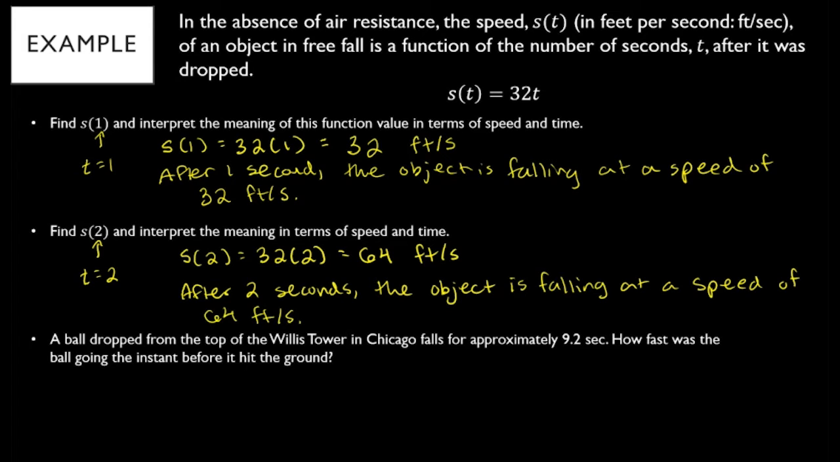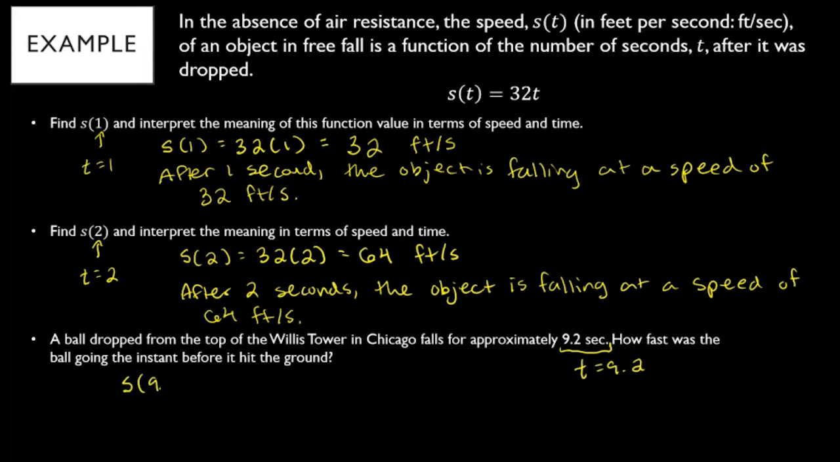Now, acceleration of this falling object is constant due to gravity, but it does speed up. Now, the third part: a ball dropped from the top of the Willis Tower in Chicago falls for approximately 9.2 seconds. So they're giving us time. So t is equal to 9.2. How fast was the ball going the instant before it hit the ground? So we're going to find the speed at 9.2 seconds and assume that's basically the speed right before it hit the ground, because obviously when it hits the ground, it's no longer moving, its speed is 0.